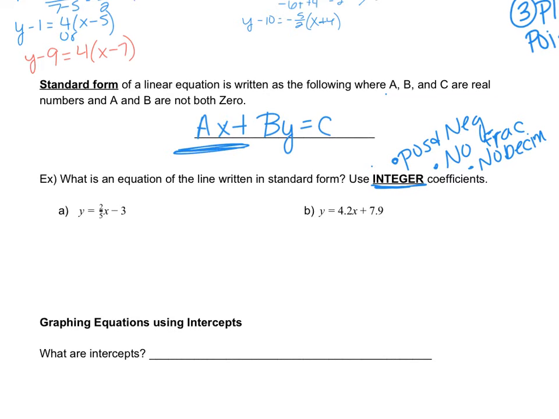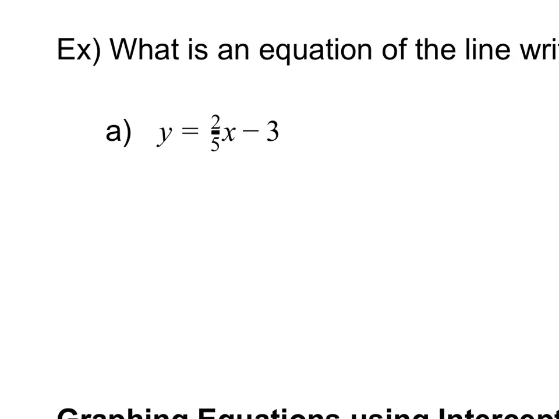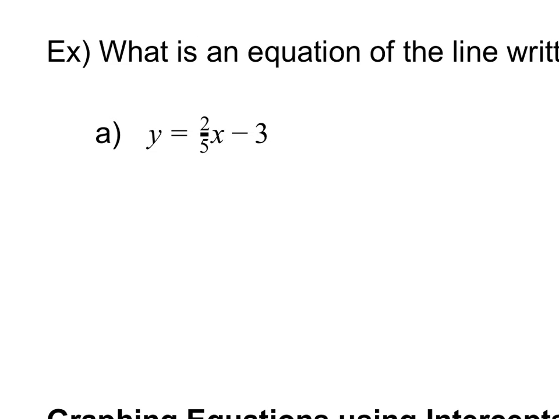Okay, so no fractions or no decimals. As you can see in both of these, we have fractions and decimals, so we have to get a little fancy and figure out how to get rid of them. So on this first one, let's first start by getting the x and y on one side. So I'm going to minus 2/5 x, minus 2/5 x. So I have negative 2/5 x plus y equals negative 3.